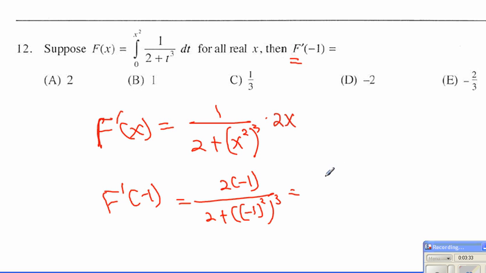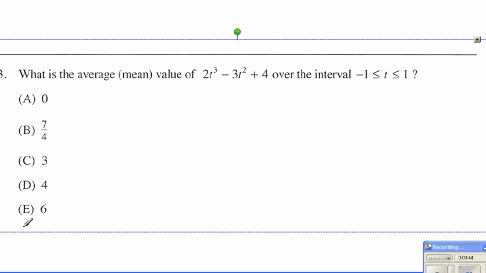Now, the upper portion becomes simply negative 2. The bottom one becomes positive 1, and it becomes 3. So negative 2/3. That becomes our final answer.